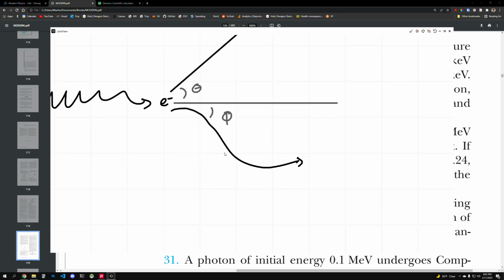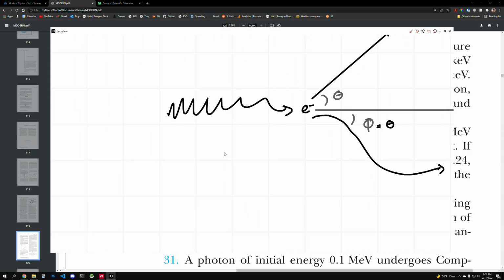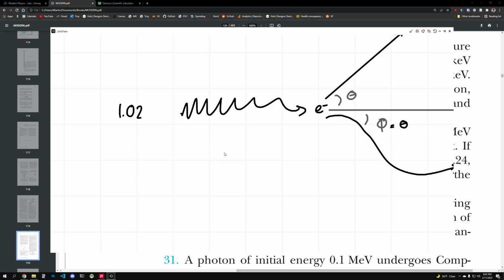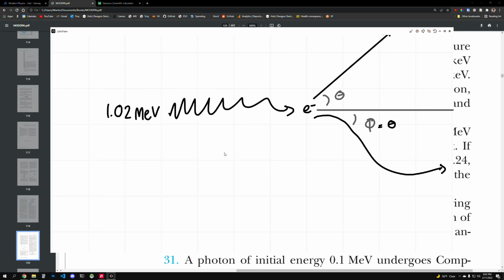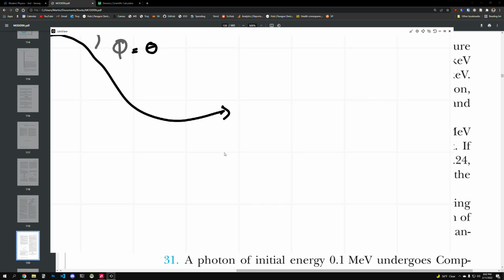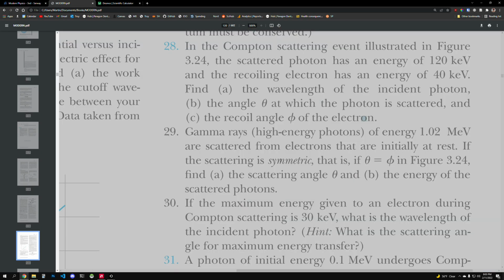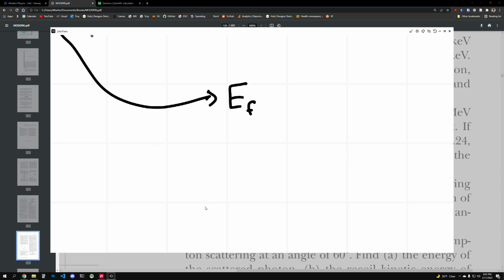We know that theta and phi are equal, so I'll just set this equal to theta. And I know that we came in at 1.02 mega electron volts, okay? And then I'm going to fill in what we're actually solving for. We're solving for the energy final, right? So E_f, I believe, right? So the energy of the scattered photon right in here. I don't know why it's grayed out.